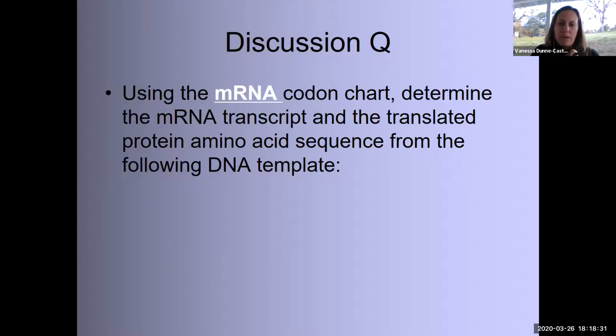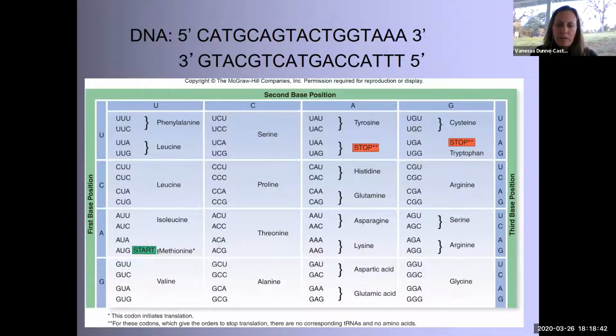So using an mRNA codon chart, determine the mRNA transcript and the translated protein amino acid sequence from the following DNA template. So provided for you with the mRNA codon chart that we looked at before. This is also from your textbook.